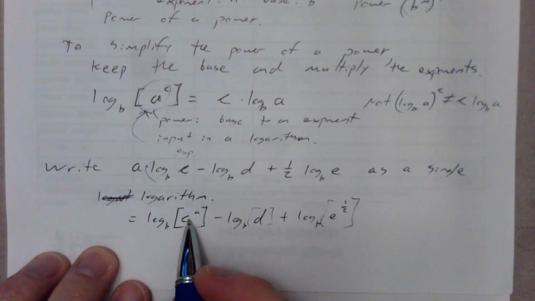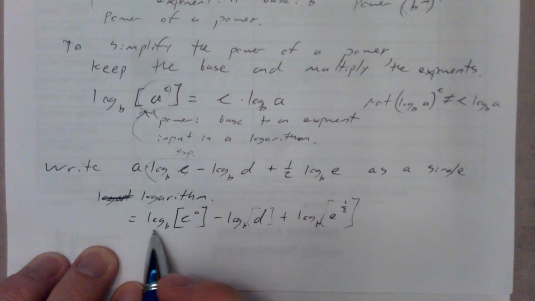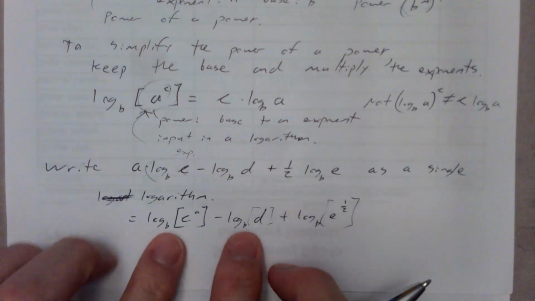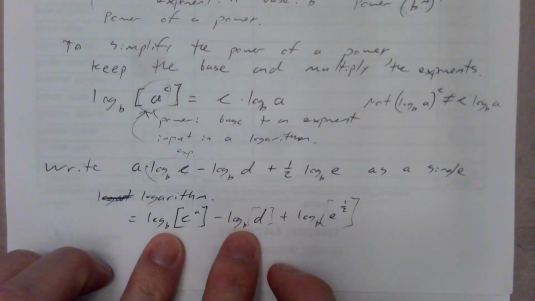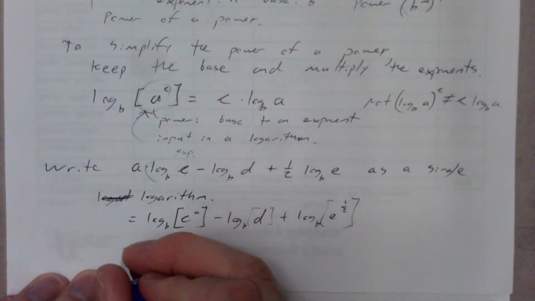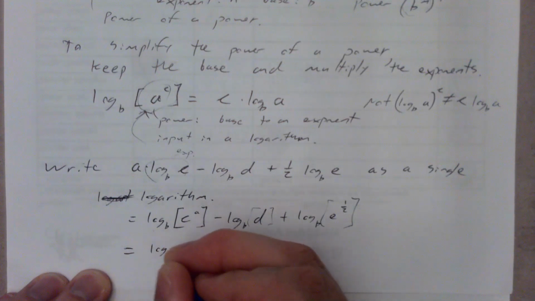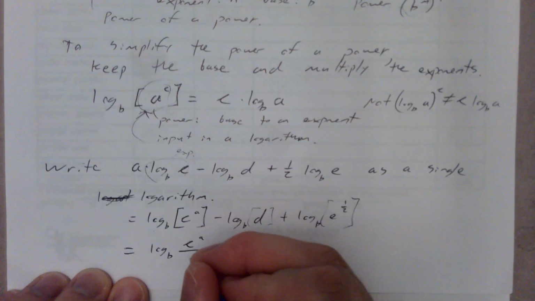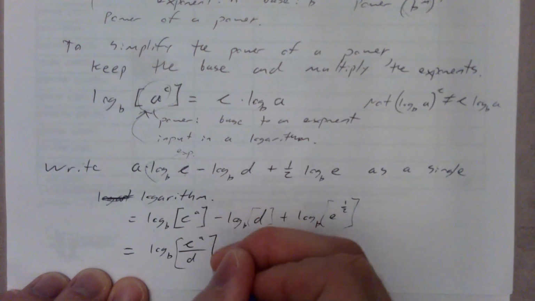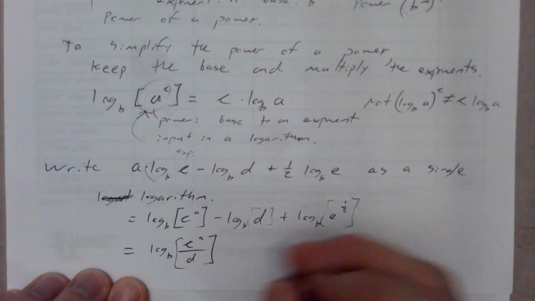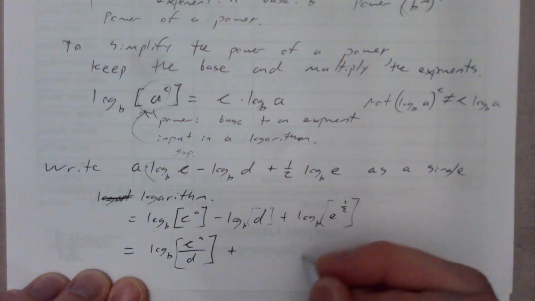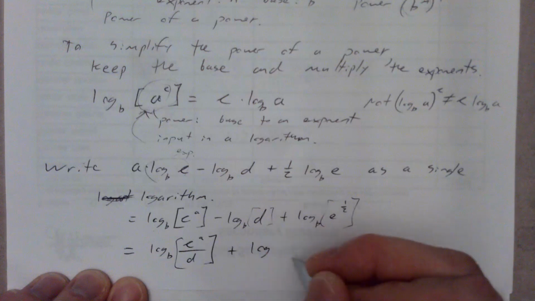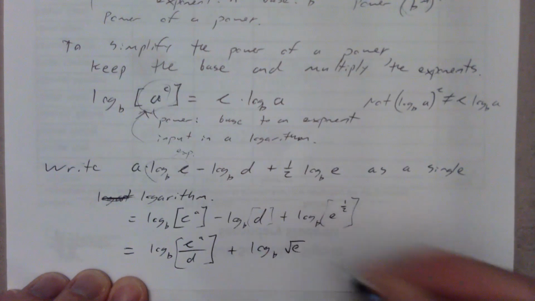Before I do that, I see an opportunity here. I see a subtraction of two exponents. I know these are exponents because they're logarithms. I ask myself, when would I have subtracted exponents? The answer is when dividing two powers with the same base. And then I see plus, let's write e to the exponent 1/2 as the square root of e, like that.